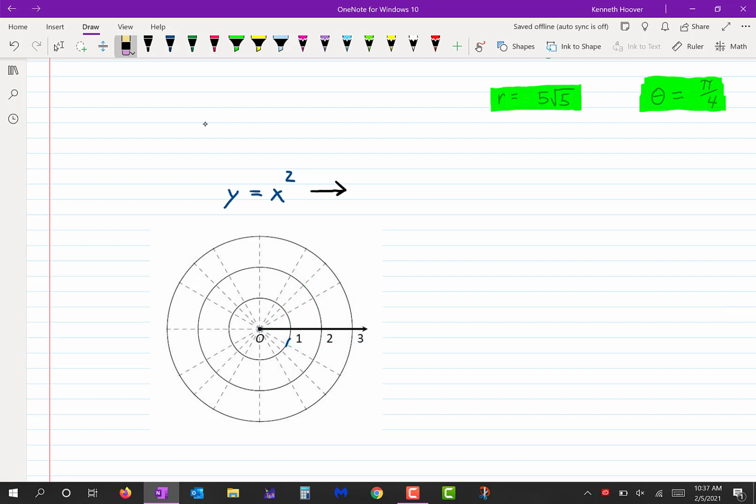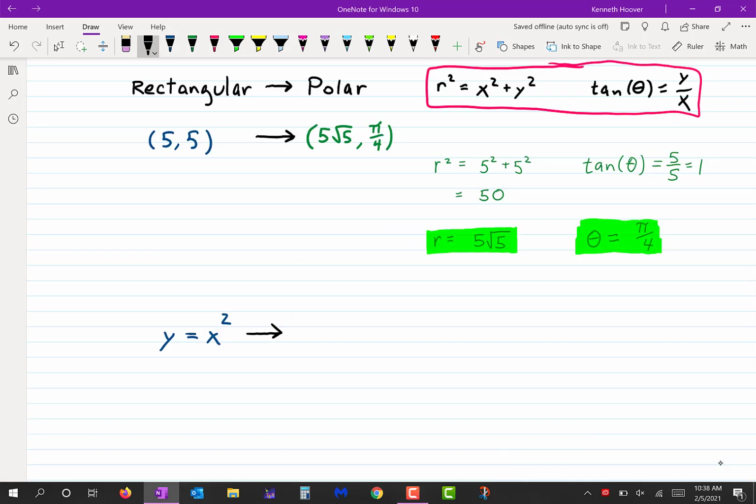Let me just take a second to get rid of this picture. Okay, so I want you to also remember this, that x equals r cosine theta. Whoops, I forgot the c. And y is r sine theta. So those are also very important, those two equations.